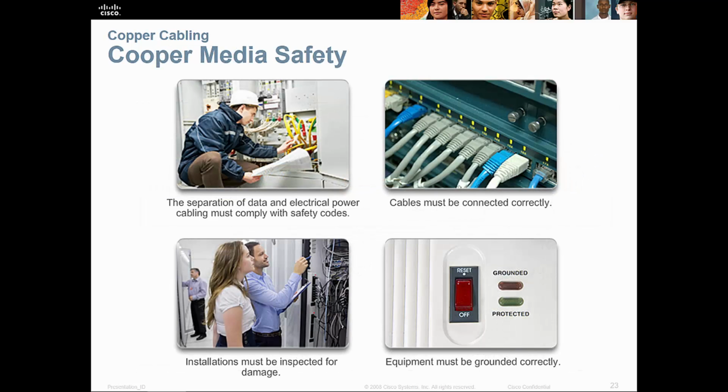Copper media safety, because there is electricity going through it, we need to make sure that data and electrical power cabling is meeting all safety codes. It's installed properly, as well as inspected. And lastly, that the equipment is grounded correctly. That way we don't have power going through equipment that it shouldn't be going through.